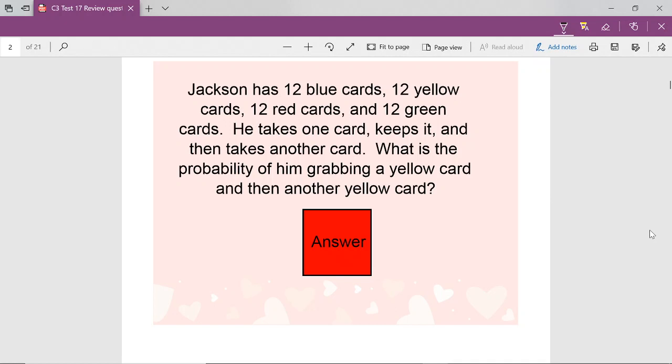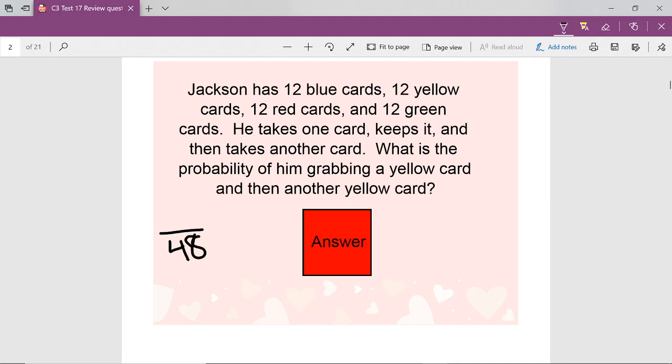Jackson has 12 blue cards, 12 yellow, 12 red, and 12 green cards. He takes one card, keeps it, and then takes another. What's the probability of him grabbing a yellow card and then another yellow card? Well, when I look at this, I see that I have four sets of 12 cards, so 48 total. So I know that my beginning probability is going to be out of 48 for sure.